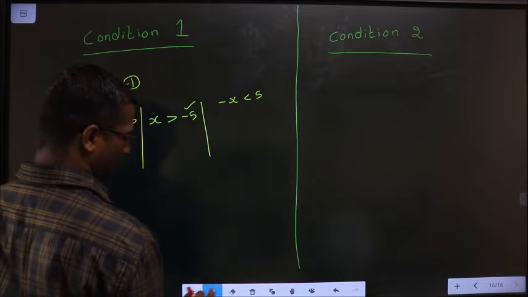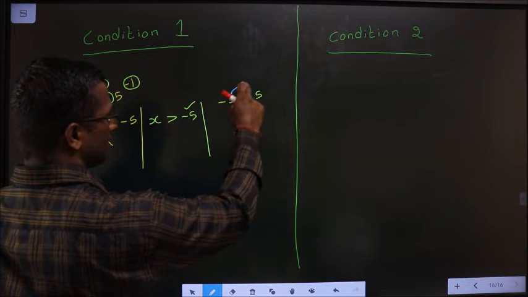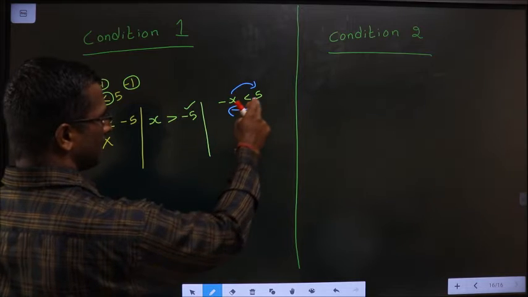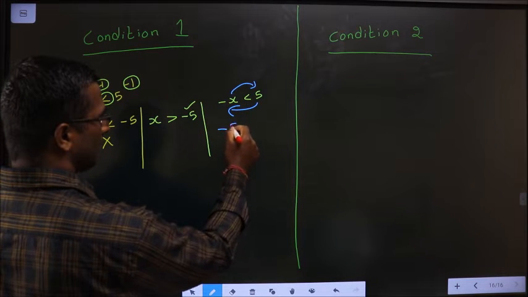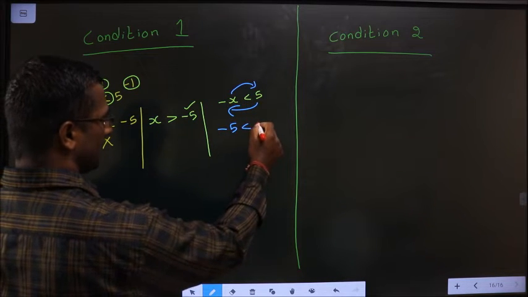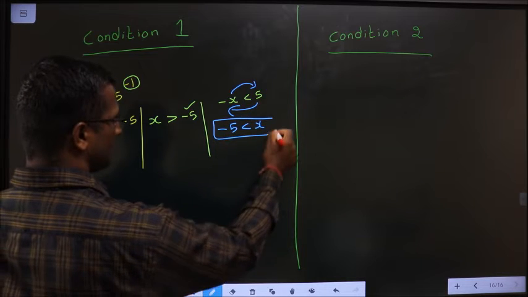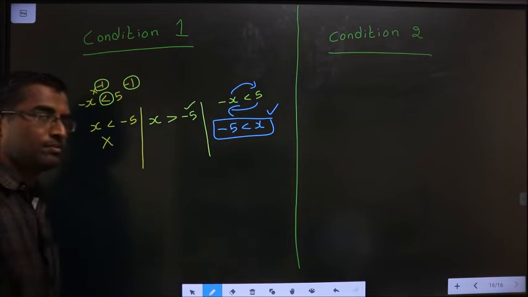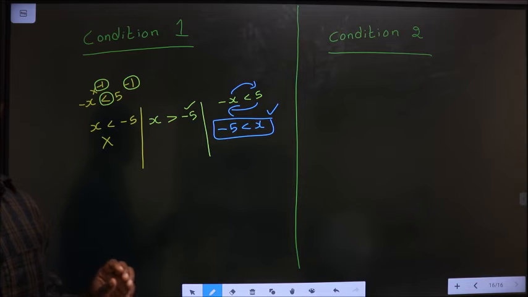Or what you could do is shift them. Shift this here and shift this here. Plus 5 shifted will become minus 5, minus x shifted will become x. Even this is also correct. Did you understand the difference?